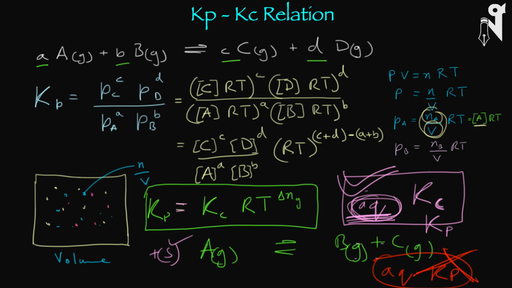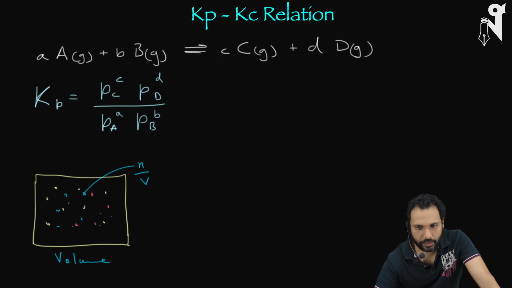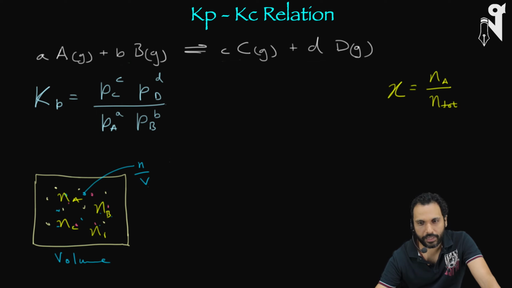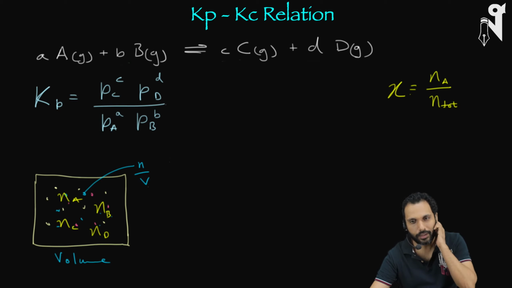There is another relation which is very seldom used, that is K in terms of mole fraction. So I'll rather derive that also. So I hope you remember what mole fraction was. It was denoted by the letter chi, and it was the number of moles of one of the species divided by the total number of moles. So in this chamber you'll have Na, you'll have Nb, you'll have Nc, you'll have Nd, and the total number of moles will be Na plus Nb plus Nc plus Nd. That's your mole fraction of A over here.